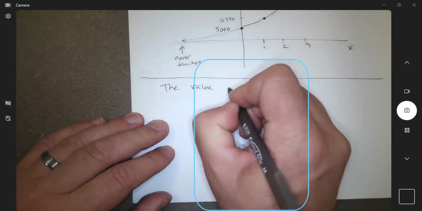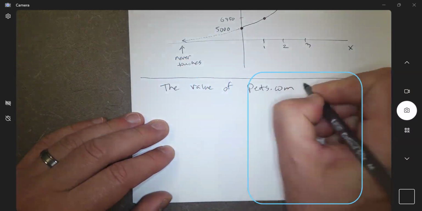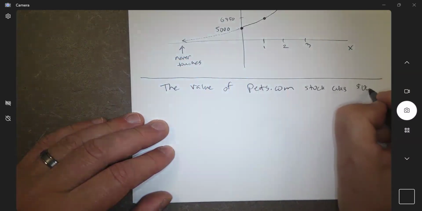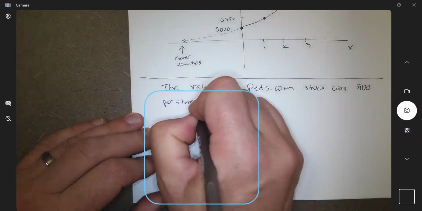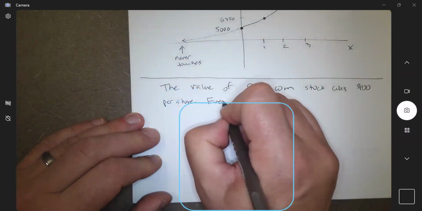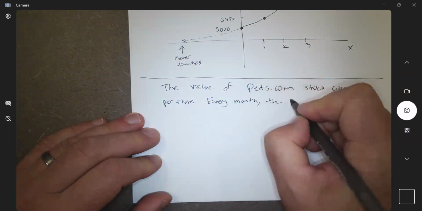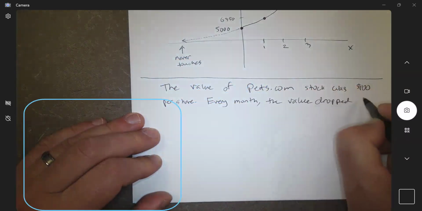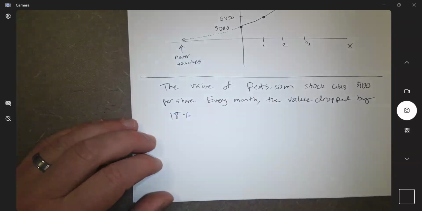The value of pets.com stock was $100 per share. Every month, the value dropped by 18%.